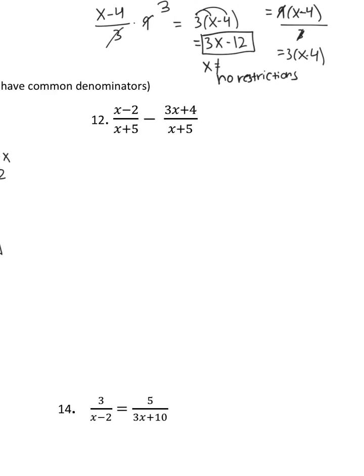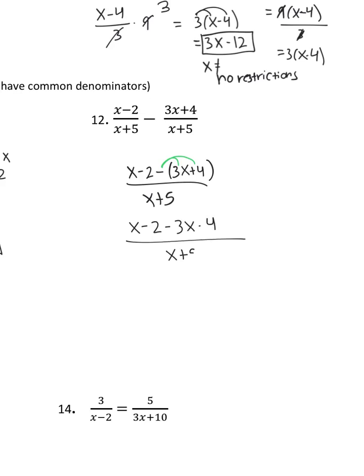For number 12, they already have the same denominator. They already have an x plus 5 on the bottom. So I don't have to multiply by anything because they're already the same. All I have to do is combine the like terms on the top. So whenever we have a minus sign, I'm always going to put parentheses around the second fraction so that I remember to distribute the negative sign. So you've got minus 3x minus 4 over x plus 5.